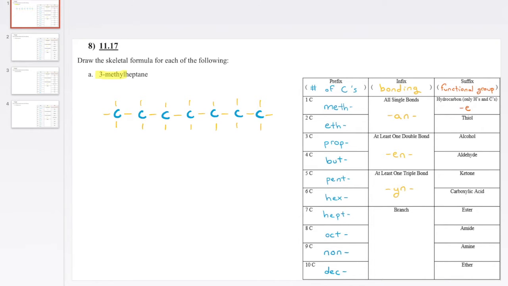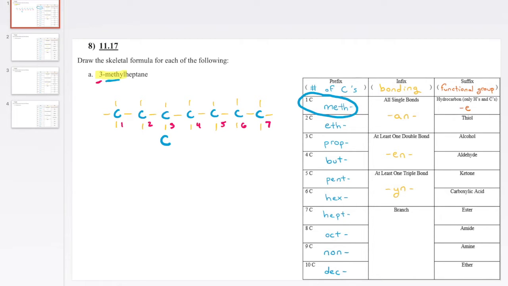number the backbone. Because we're creating the molecule, we can number it however we want. So I'm just going to number it left to right. 1, 2, 3, 4, 5, 6, 7. And the branch is going to be coming off of carbon 3. All right. The prefix for the branch is meth, and meth means you have 1 carbon. So coming off of carbon 3, I'm going to have a branch of just 1 carbon.